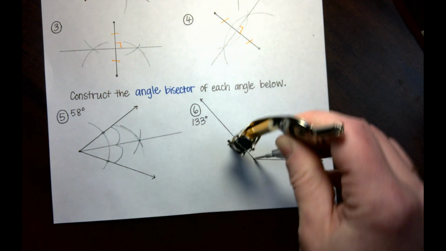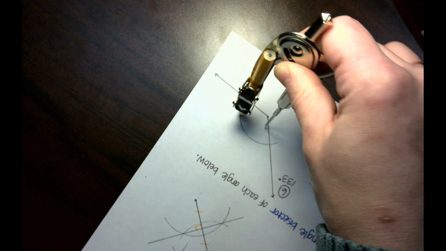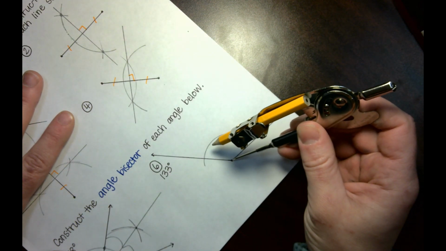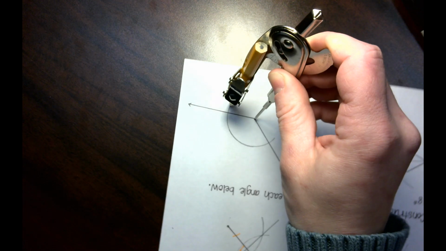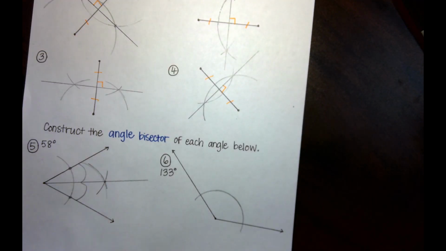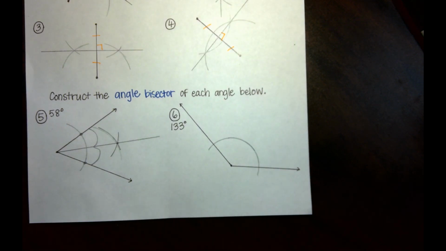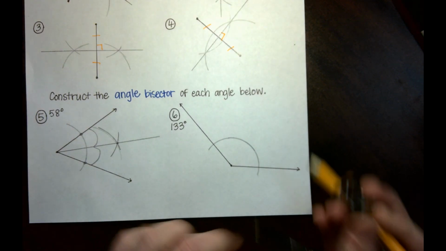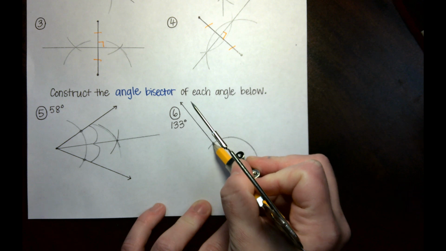And I'm going to twirl my paper. Still messed up. Yeah, got it. Okay. And mark our intersections.